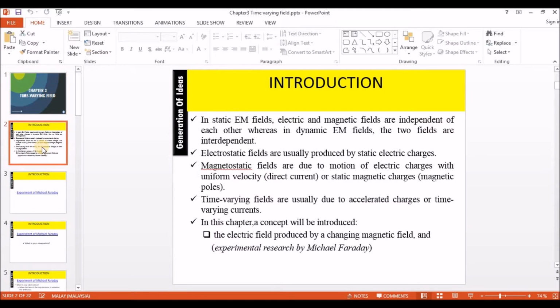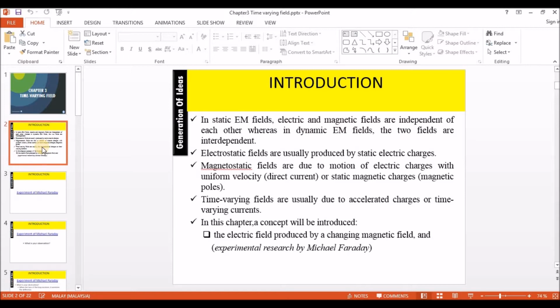So in the first chapter, you have learned about the electrostatic field, which is generated when there are stationary charges. And in the second chapter, you learned about the magnetostatic field, which is due to the steady currents. So for these two chapters, you are dealing with something that is static, not changing throughout the time.